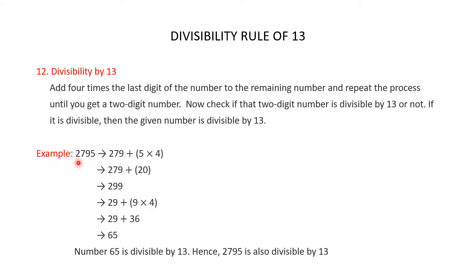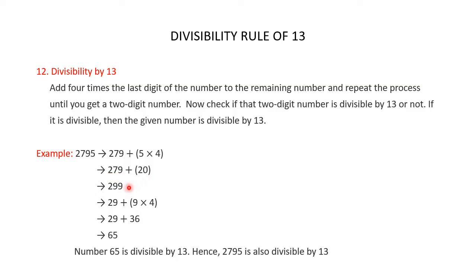Consider the number 2795. Here 5 is the last digit. The remaining digits are 279. So multiply the last digit with 4. 5 multiplied with 4 is 20. Add 20 to the remaining digits. So 279 plus 20 is 299.